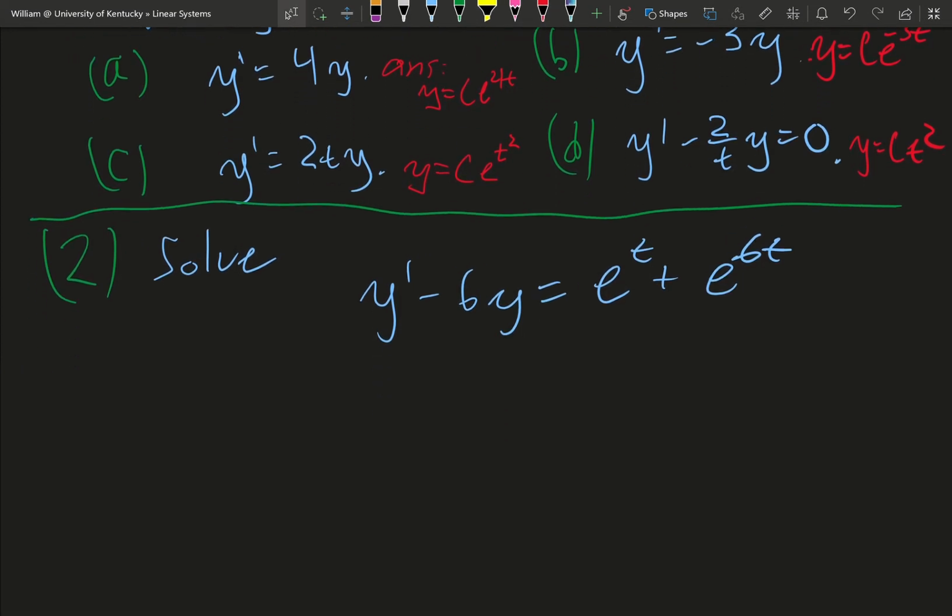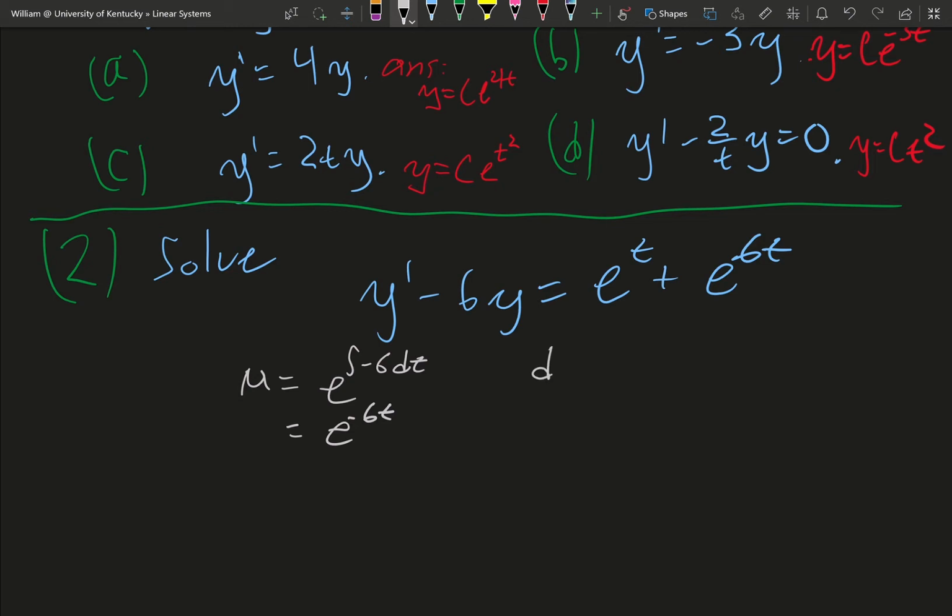All right, this one is a little bit trickier, but it's also something we're going to be working with today. So let's do a quick recap. Here, what we want to do is use this integrating factor mu. So this is e to the integral of negative 6 dt. This time we don't care about the constant because this isn't going to be our final solution. So we get e to the negative 6t. We multiply that to both sides.